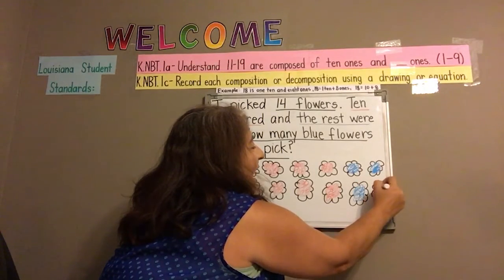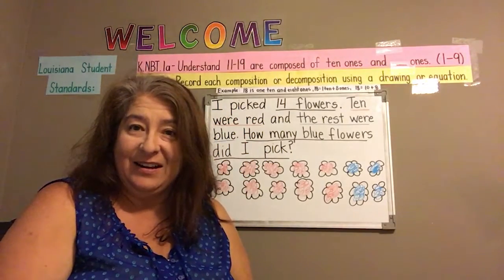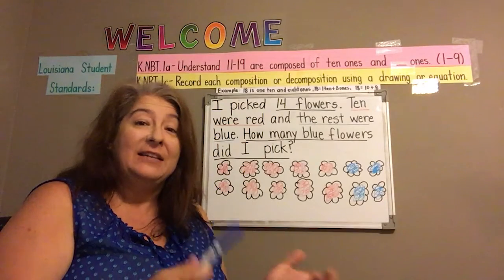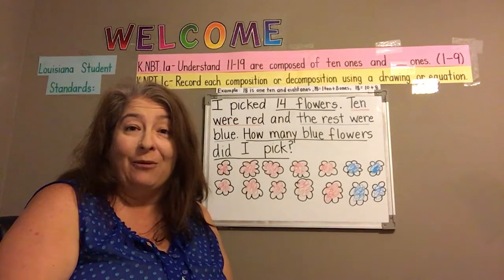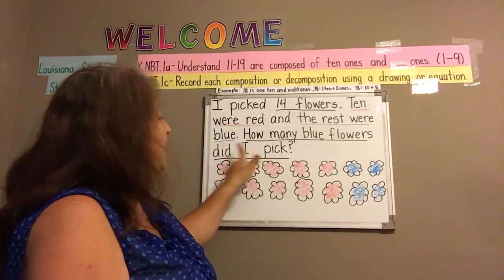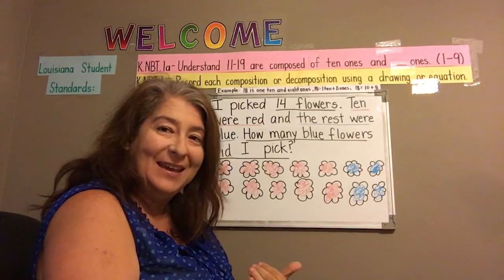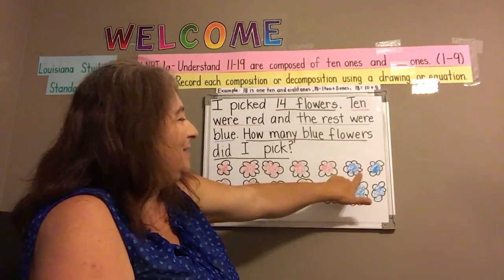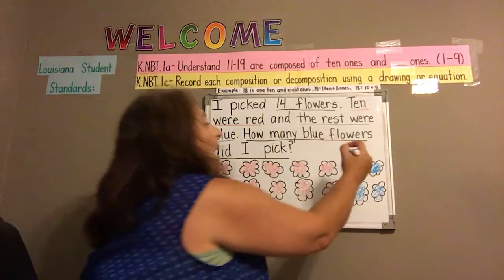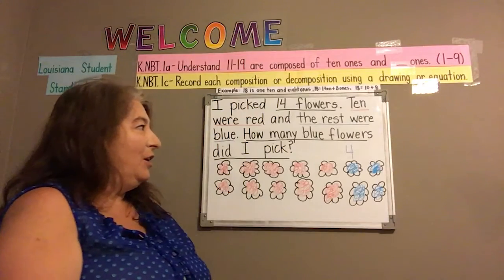And now, how are we going to find out how many are blue? That's right, we're going to count the blue flowers to see how many blue flowers we have, because that's the question. How many blue flowers did I pick? So let's count the flowers together. Can you count with me? Great. 1, 2, 3, 4. I see 4 blue flowers.